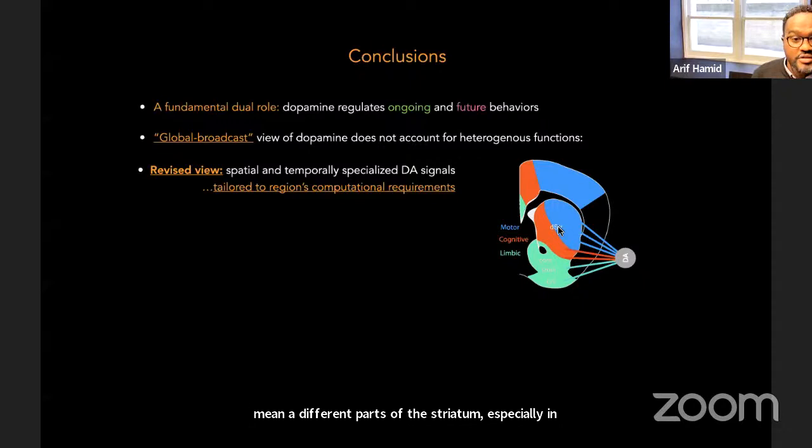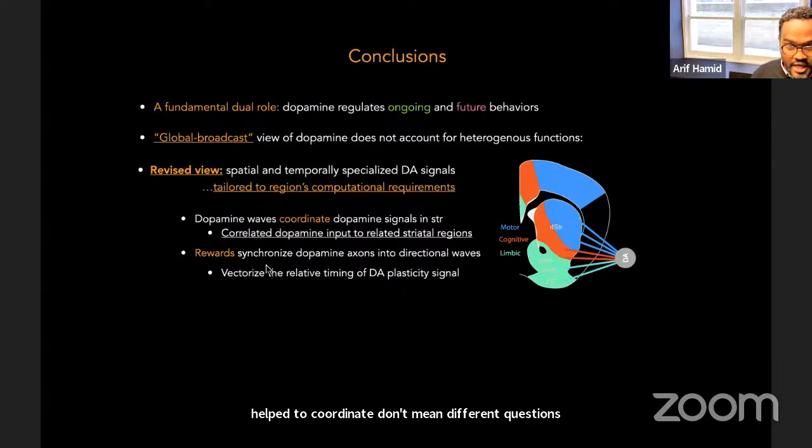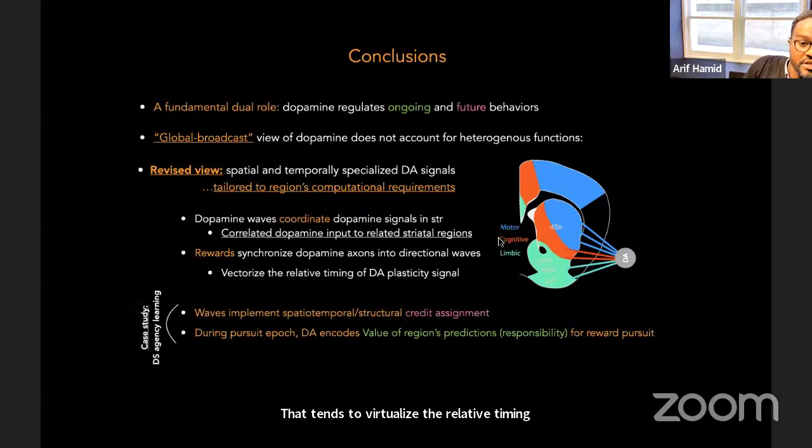computational decision signals to different parts of the striatum. Now I showed that these wave-like activation patterns help to coordinate dopamine at different parts of the striatum, and that events in the world like rewards help to synchronize dopamine, which tends to vectorize the relative timing of this really important plasticity signal in the striatum. And using the dorsal striatum's role in agency learning as a case study, we suggested that dopamine may be important for spatiotemporal credit assignment.